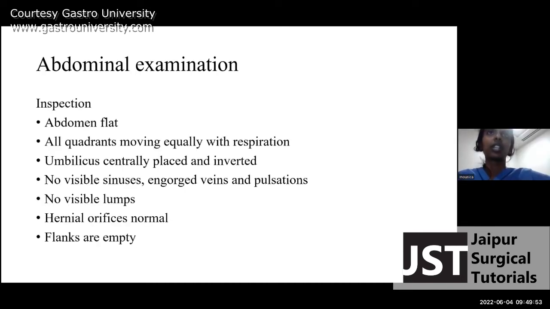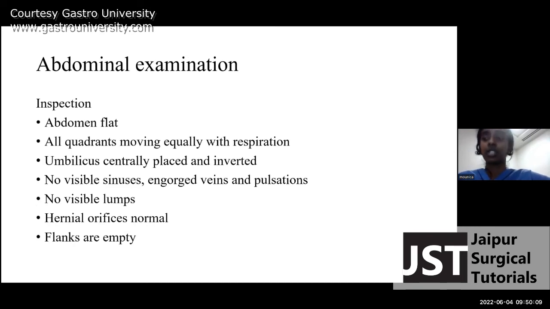On systemic examination of the abdomen, on inspection, the abdomen is flat. All quadrants are moving equally with respiration. Umbilicus is centrally placed and inverted. There are no visible sinuses, engorged veins, or pulsations. No visible lumps. Hernial orifices are normal, and flanks are empty.